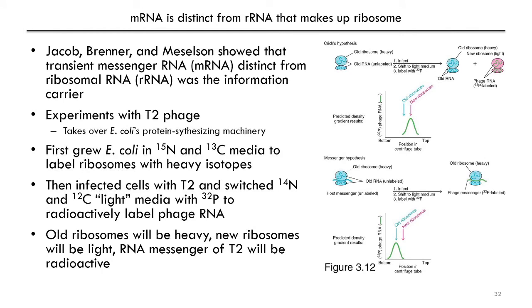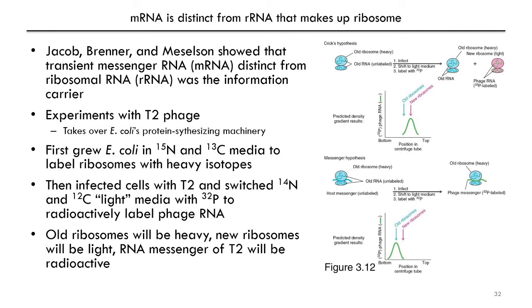To distinguish between the scenarios proposed by these two hypotheses, Jacob, Brenner, and Meselson carried out experiments using isotopic labeling. They found that a transient messenger RNA, or mRNA, that is distinct from ribosomal RNA, or rRNA, was the information carrier. In performing their experiments, these researchers used T2 phage, which is a virus that takes over E. coli's protein synthesizing machinery, providing instructions to make new proteins.